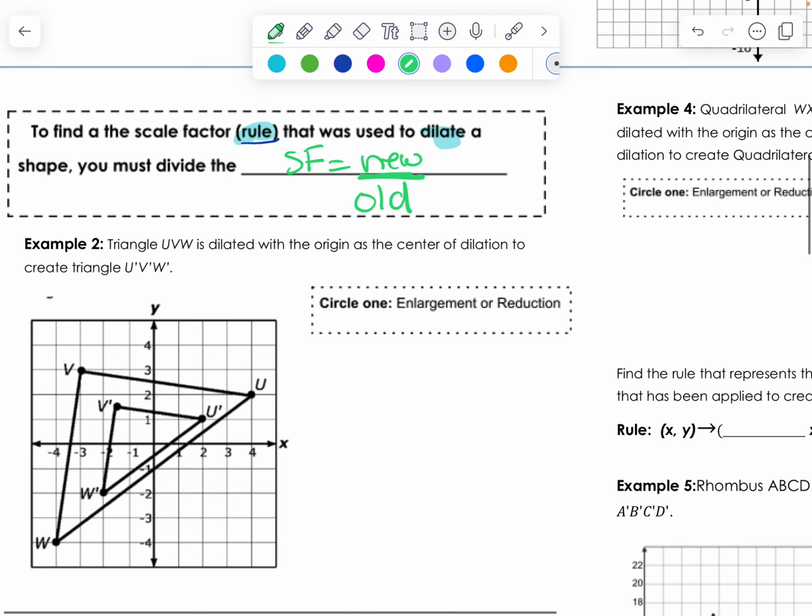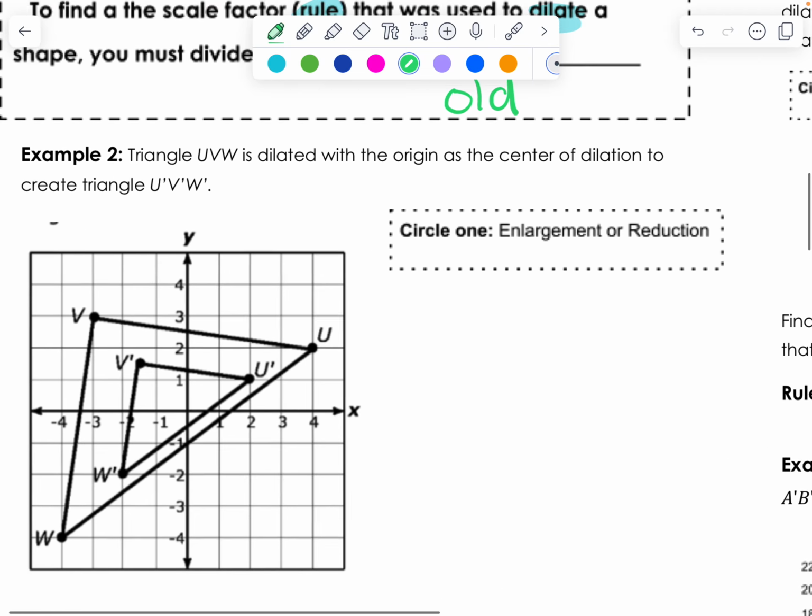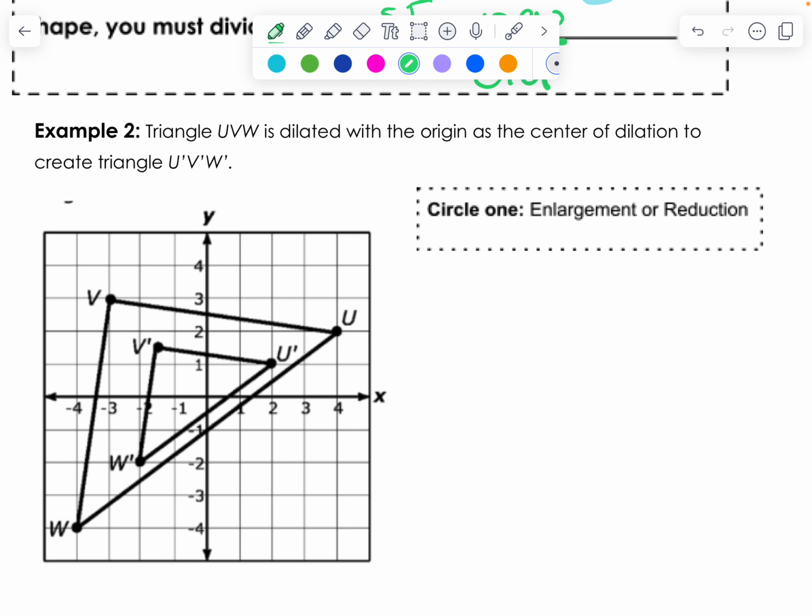The first thing I need you to identify is who is my original and who is my new triangle. My new has the apostrophe, so I'm going to label that new. The original just has the original letters, so I'm going to label original, or old, which means the same thing. So I'm going to write old.